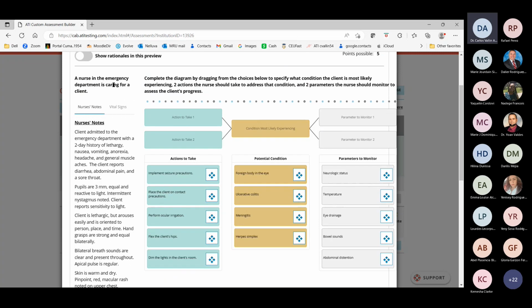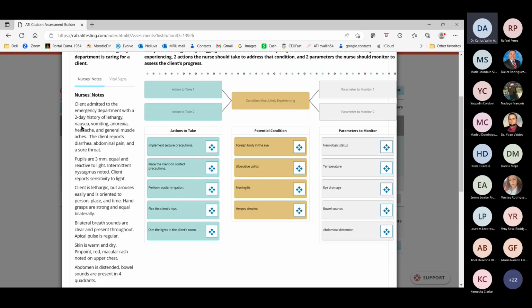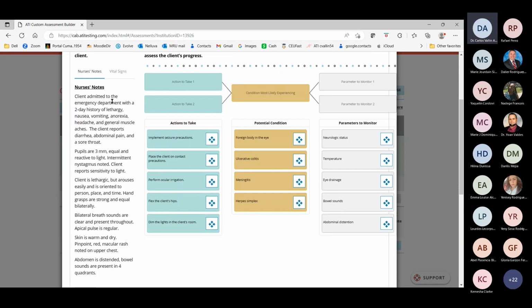A nurse in the ER, emergency department, is caring for the client. Nurse note: client admitted to the ER with a 2 days history of lethargy, nausea, vomiting, anorexia, headache, and generalized muscle aches. The client reports diarrhea, abdominal pain, and sore throat.